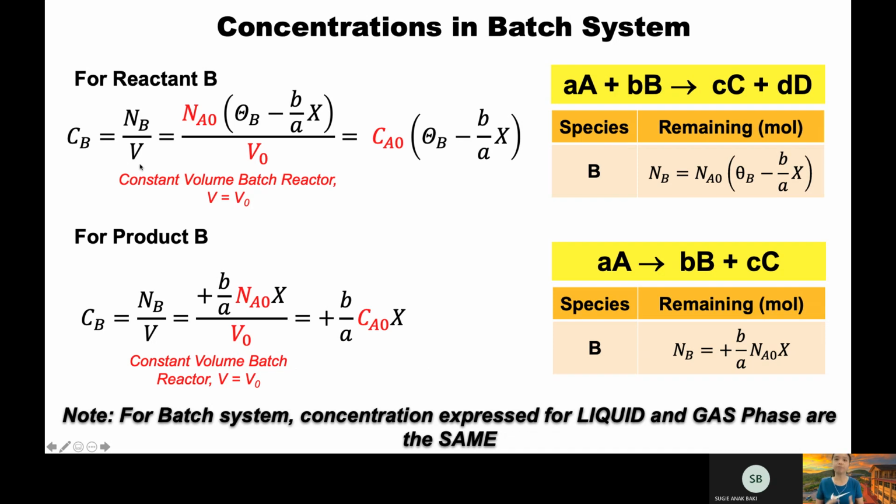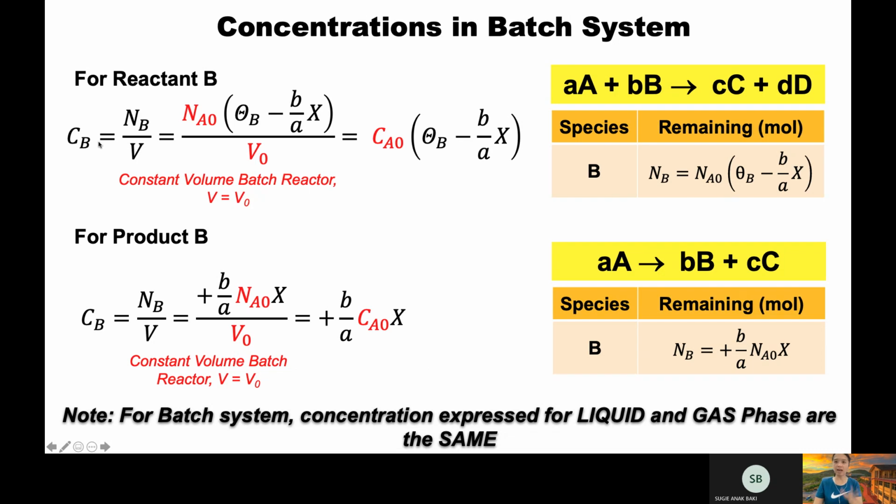Okay, before I forget, kenapa kita express berlainan? Sebab kamu ingatkan NB tu kan dah berlainan. Kalau B adalah reactant, NB sama dengan Na0 in bracket theta B minus B per A X. Tu katakan kalau B adalah reactant. If B is a product, NB equals to plus B per A Na0X. Because we have this different version of the NB, that's why concentration pun akan jadi lain. Okay, so let us do for the first one.